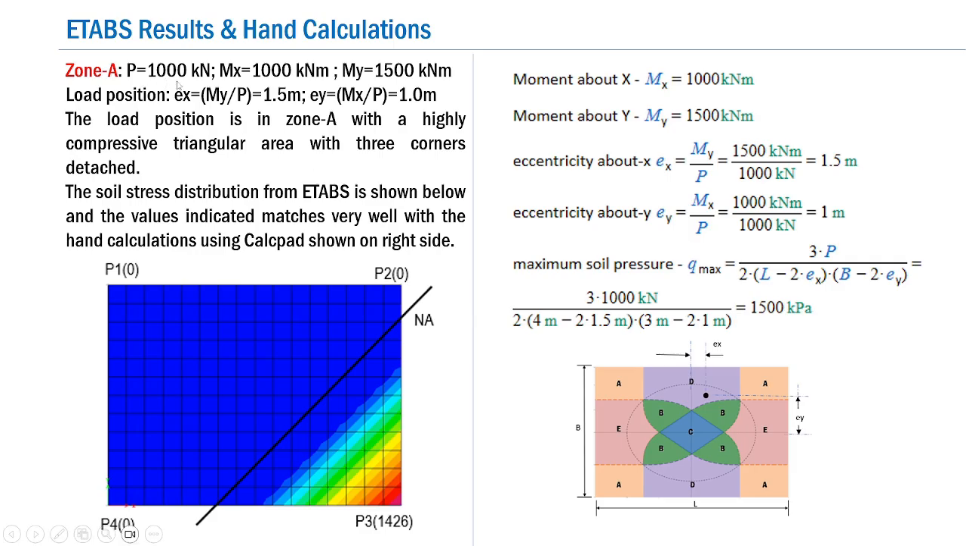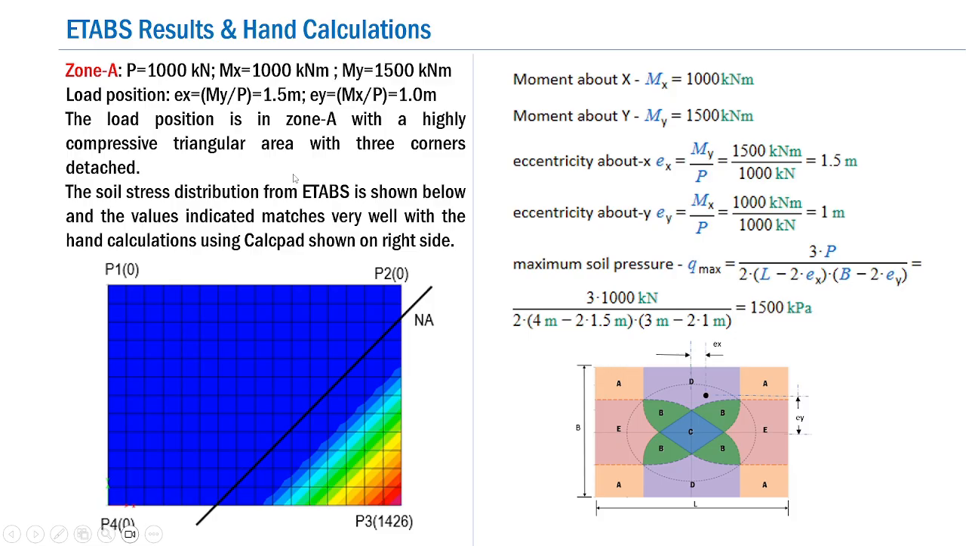So accordingly we set P equal to 1000 kN, that is kept constant, and you can see that the values of Mx and My are set to a very large value. Mx is 80,000 kN and My is 1500 kN, and this corresponds to a load position Ex equal to 1.5 meter and Ey equal to 1 meter. So obviously if you mark the values of Ex and Ey, you will find that the load position lies in the corner zone A.